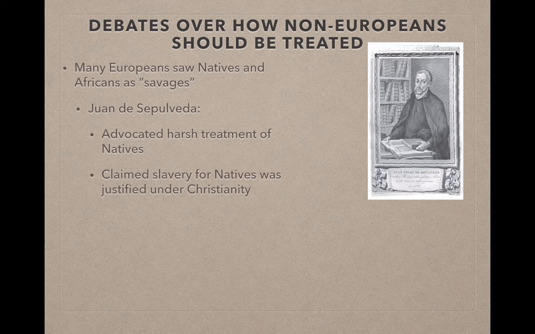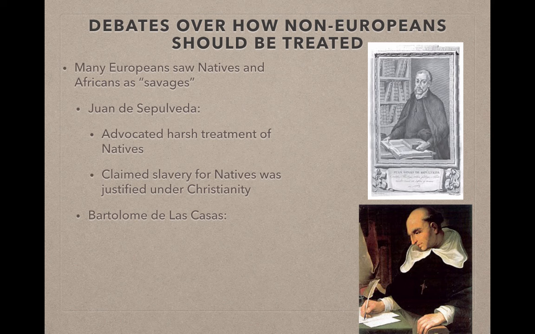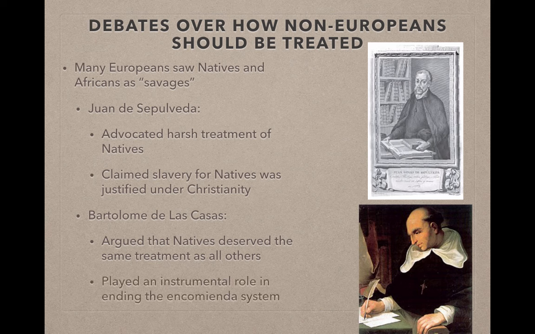And on the opposite end of the spectrum is a dude by the name of Bartolomé de las Casas. Now, he originally owned an encomienda, but later freed the slaves and kind of had a conversion on how Native Americans should be treated. He argued that natives deserve the same treatment as all others, and he played an instrumental role in ending the encomienda system through the New Laws, as they were called, of the 1500s, which outlawed mestizos being forced to work on encomiendas.